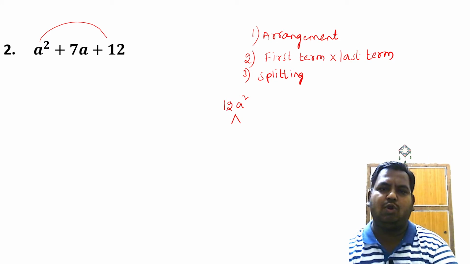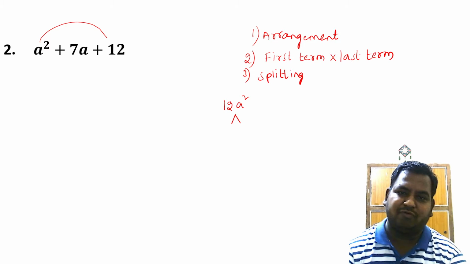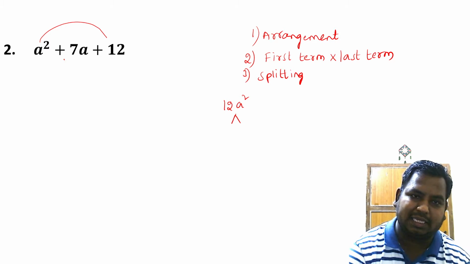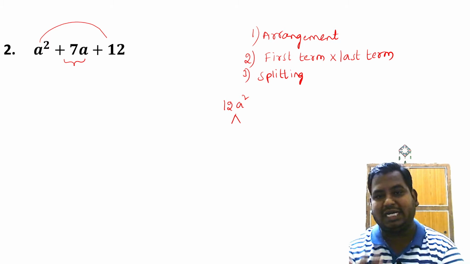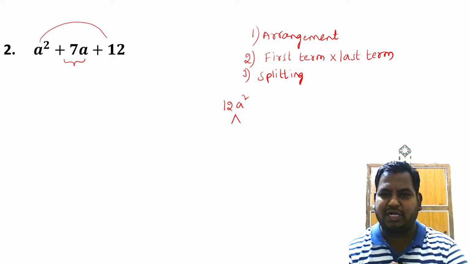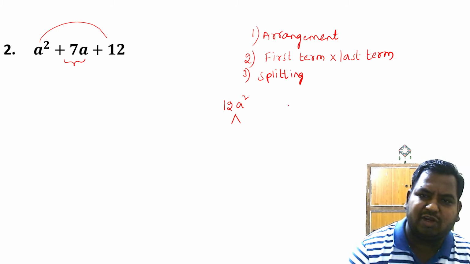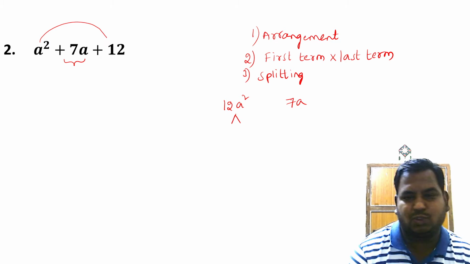Now we have to split 12a square into two terms such that when we add them we get 7a, and when we multiply them we get 12a square.